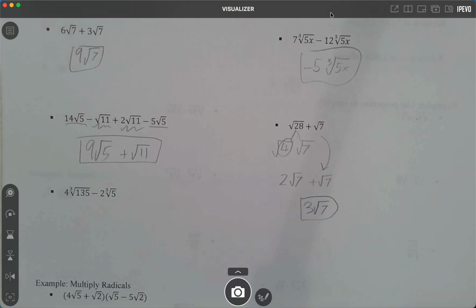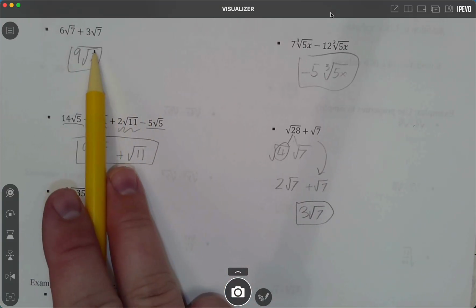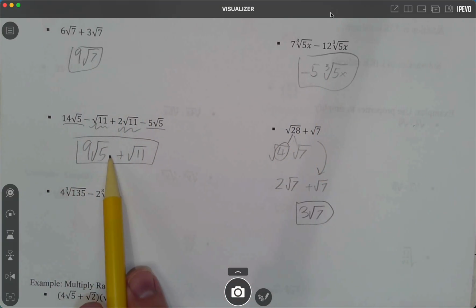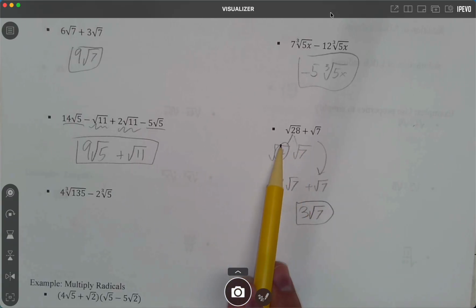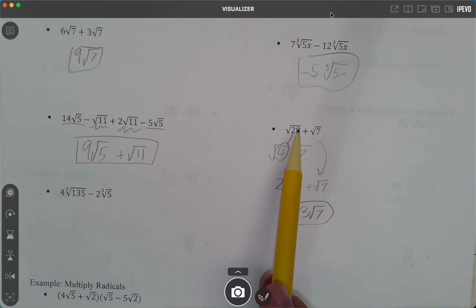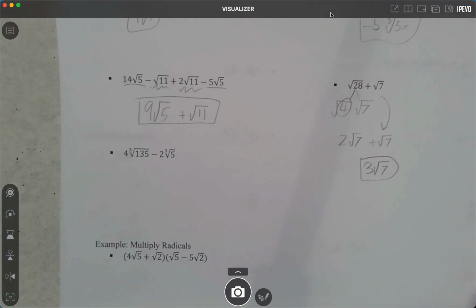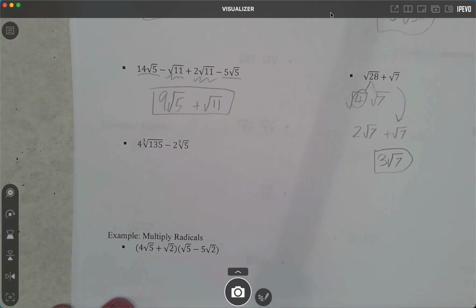So be careful. The reason the last 3 went by so quickly is because I knew the inside contents could not be simplified further. But if it can be, don't be quick to say, oh, these don't combine, I'm moving on because I don't see an exact match. You need to start asking yourself, is there a perfect square or, in this example, a perfect cube that I can deal with? So let's deal with that perfect cube.